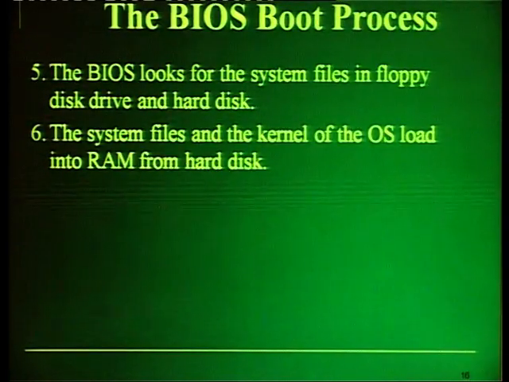The BIOS looks for the system files in the floppy disk drive or the hard disk. The system files and the kernel of the operating system load into RAM from the hard disk. The control of the system will be handed over to the kernel of the operating system, which is first loaded from the hard disk, and that is transferred to RAM after that.